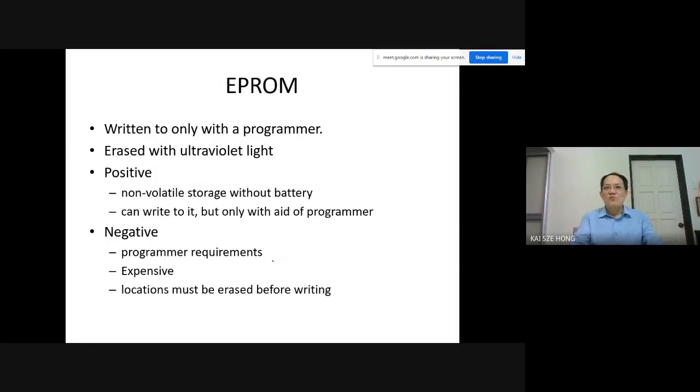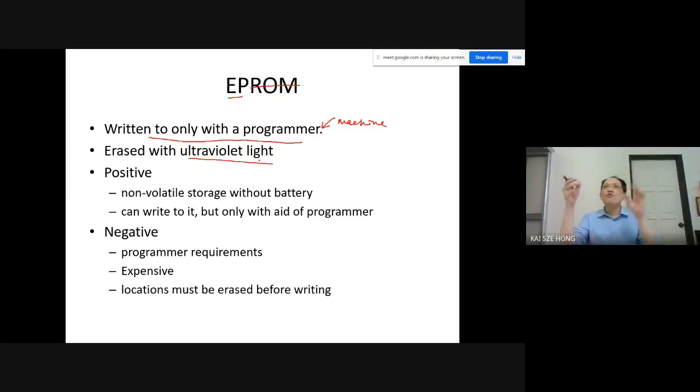So we are going to study the first ROM. The first ROM, we call it EPROM. What is an EPROM? You don't care about this ROM because we are now talking about ROM. EP means electrical programmable ROM. Written to only with a programmer. Programmer is a machine that can be used to program the ROM. It can be erased using ultraviolet light.